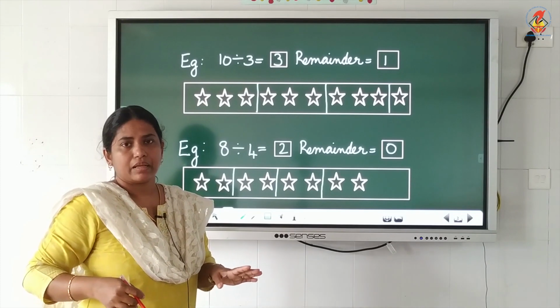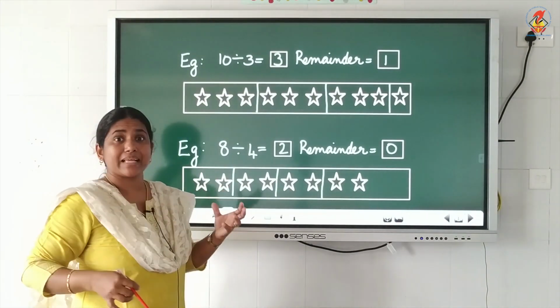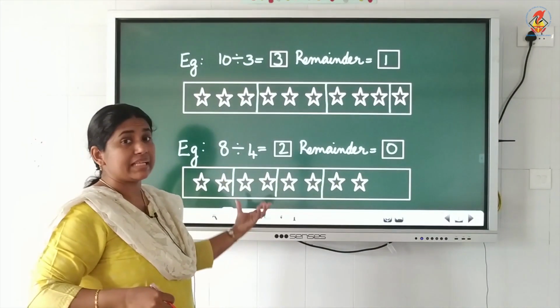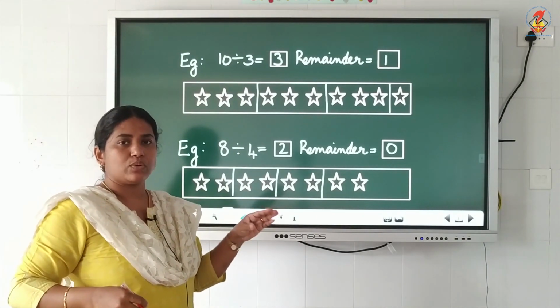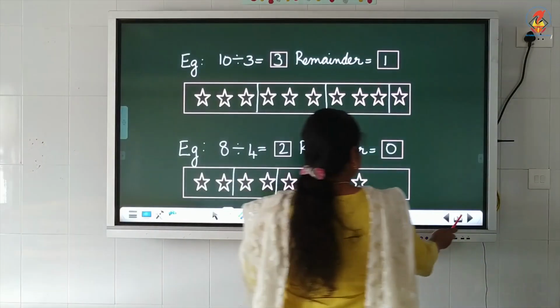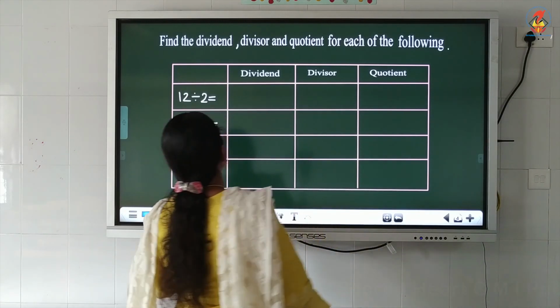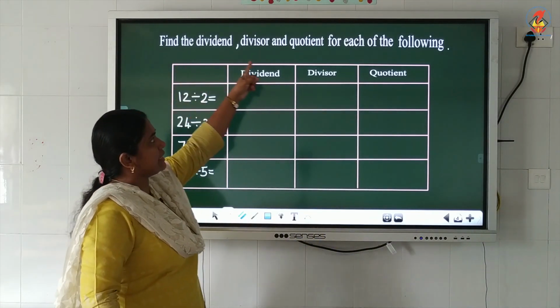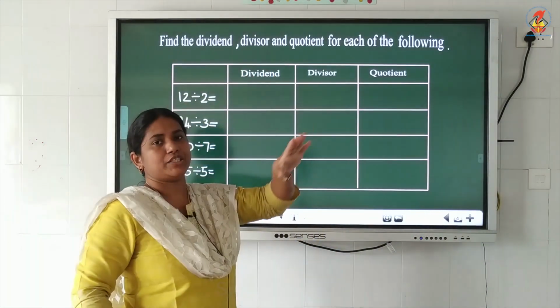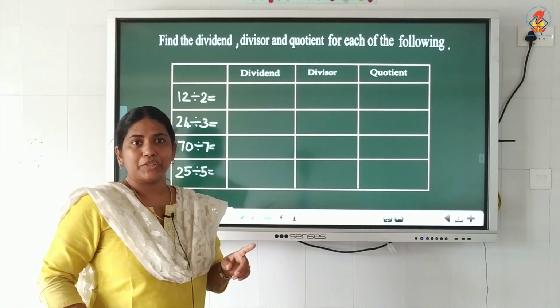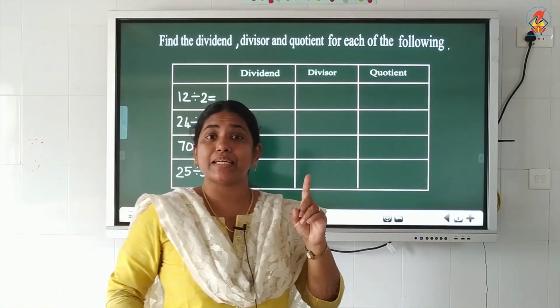Is it clear? We'll do some questions only using the numbers without the help of these stars or any pictures. We will do some questions using the numbers only. Look here. Find the dividend, divisor and quotient for each of the following. I told you children, today's topic is terms of division.